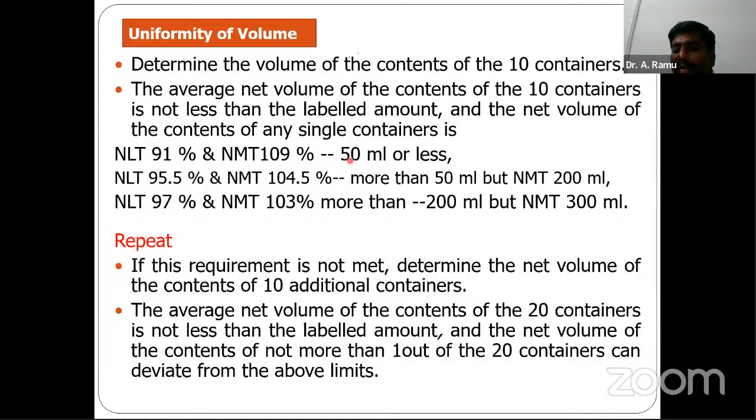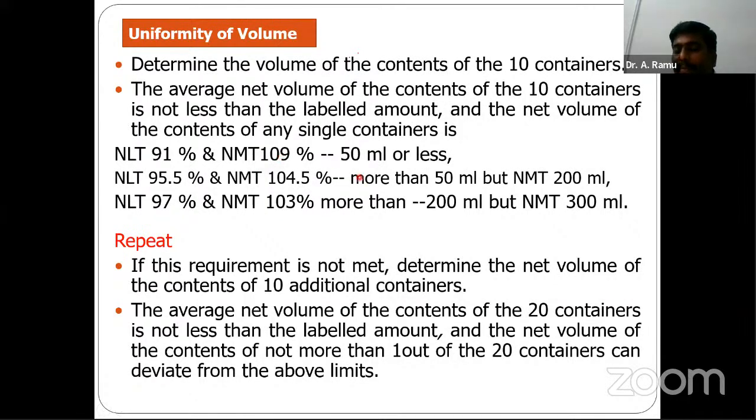If the volume of the preparation in the container is 50 ml or less, the percentage deviation acceptable for the net volume of a single container is plus or minus 9%. That is, the single container value should not be less than 91% and it should not be more than 109%.